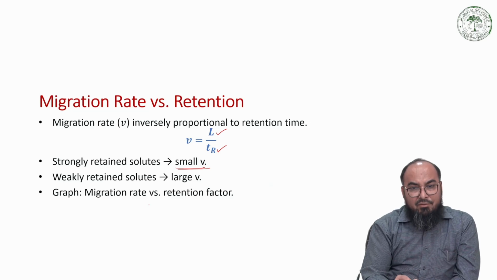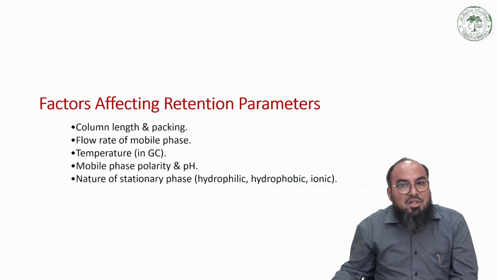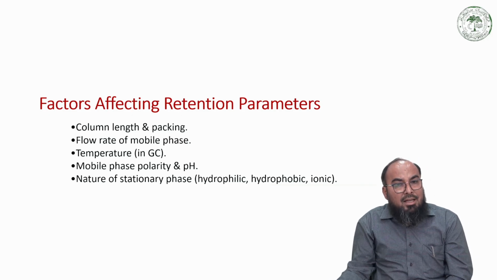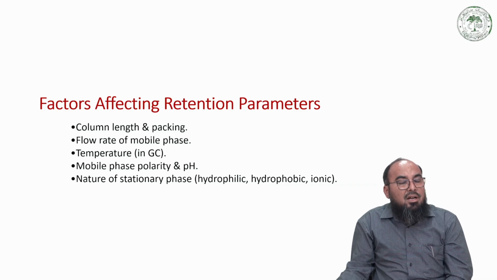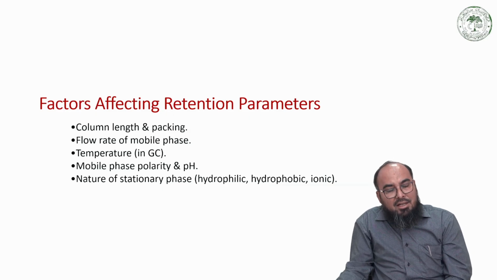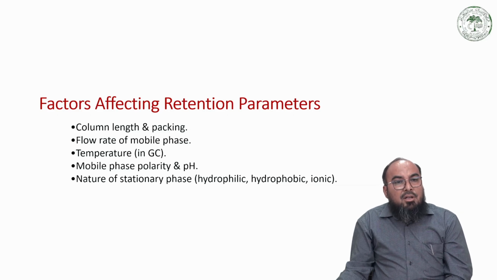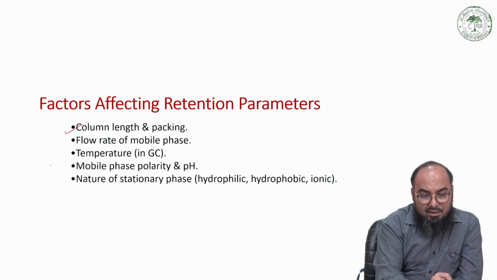Now, migration rate with regard to retention factor, we are going to see. So, what are the factors which affect the retention parameter? Of course, it's the column length and the packing in it. That is, the greater the column length, the greater will be the separation or resolution. We have to adjust the flow rate, as we have seen in the previous slide. Temperature is again important, and we will discuss it. Mobile phase polarity and pH, and the nature of the stationary phase, whether it is polar or non-polar, that is hydrophilic, hydrophobic or ionic. So these are the factors which directly affect the retention parameters.